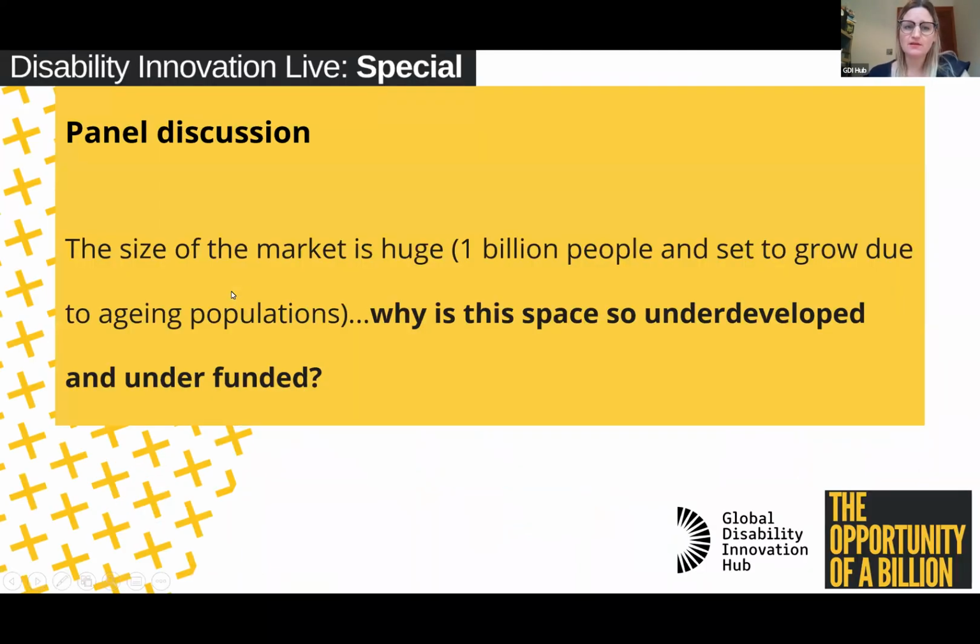So the first question we're going to look at is the size of the market. It's huge, 1 billion people, and it's only set to grow with aging populations. So we're likely to see that number increase very significantly. We know the scales there, and a lot of research has gone on around that. So my first question, which has been touched on a little bit by the panelists already, is why this space is so underdeveloped and underfunded, and really just looking into how we answer that question.